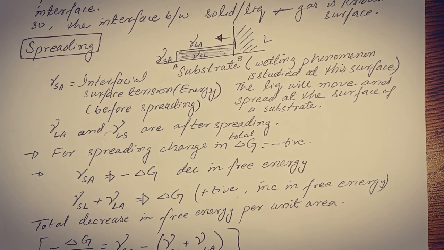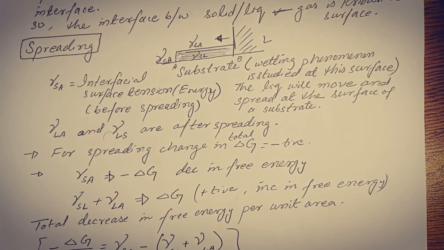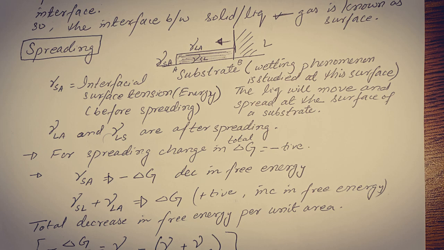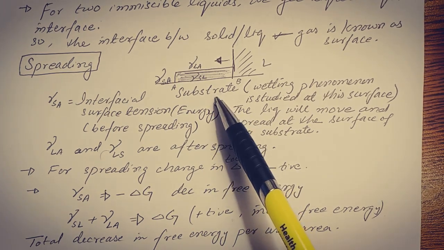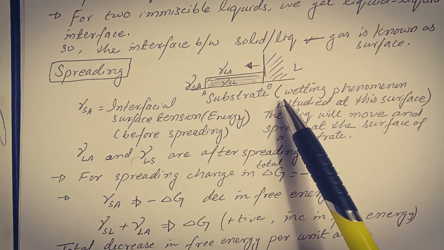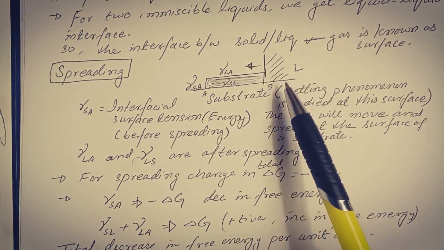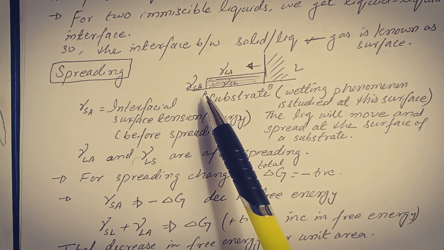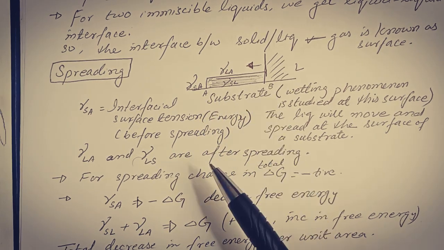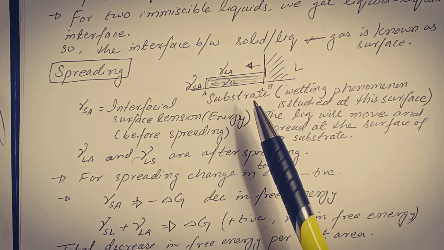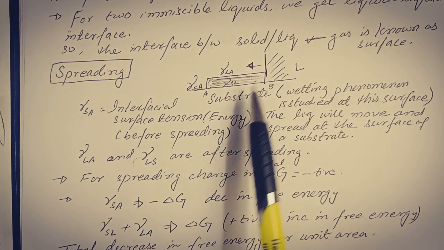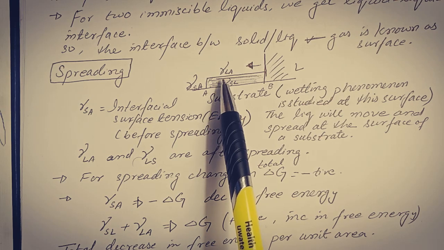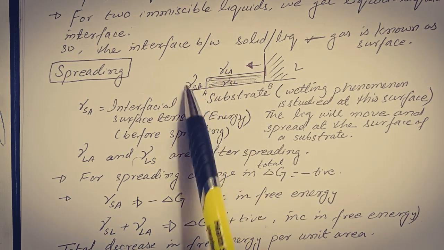For the experimental determination of the wettability, a term is used known as spreading. So let's take an example. Here we have a substrate which is solid, and a liquid is placed over the surface of this solid substrate that is spreading to a length of A to B. So in this scenario we have three phases, that is solid, liquid and air, and each phase has a surface with specific values of surface tensions.